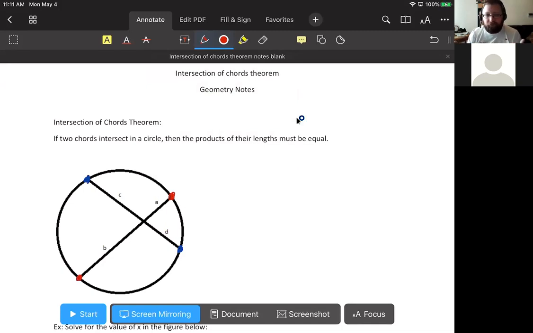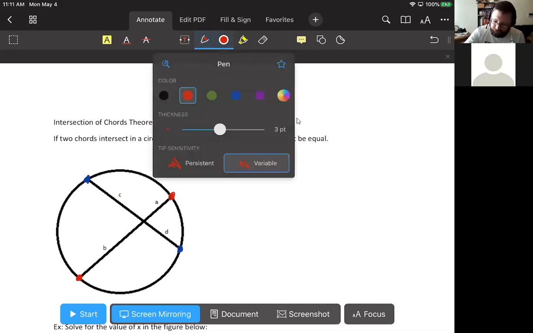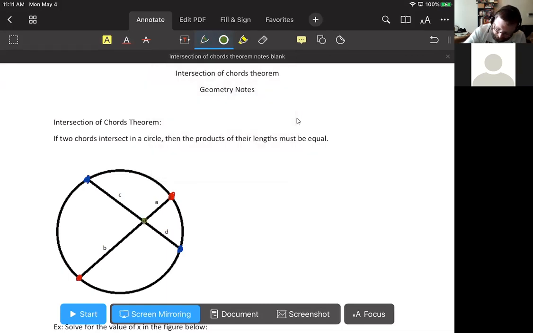So what this rule is saying is that where those things cross each other, there's this point of intersection out in the middle that is breaking each chord into two pieces. Okay, and it really probably would be better to put the products of the pieces must be equal.